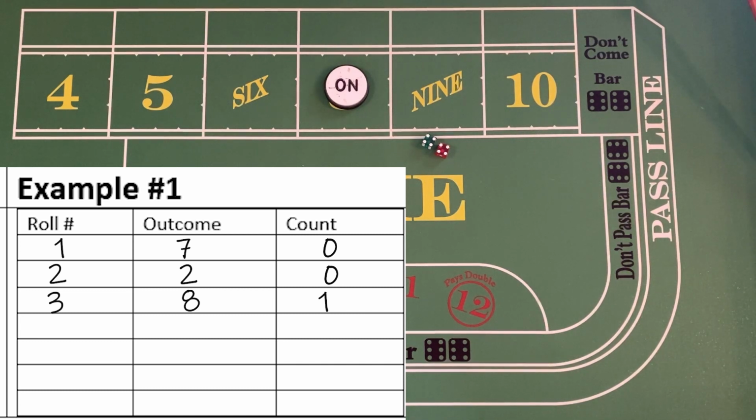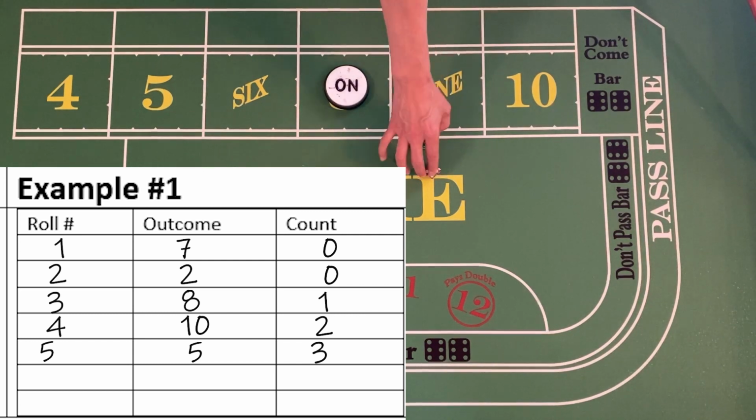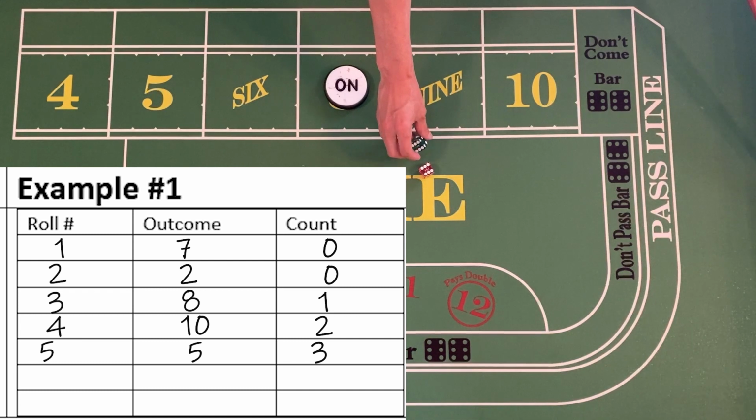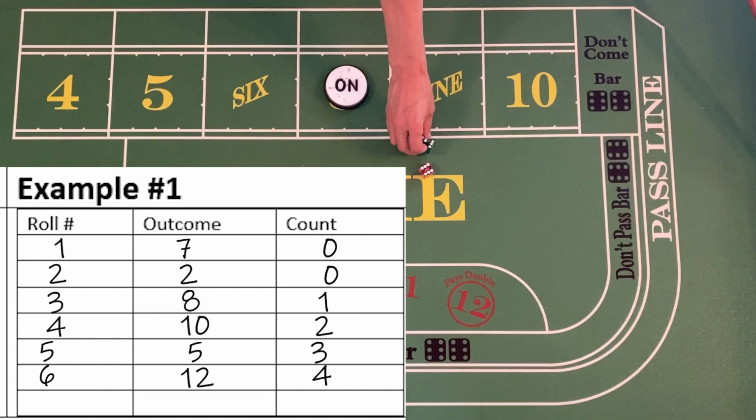Now the next 3 rolls, regardless of what the dice outcomes are, are counts 2, 3, and 4. So we are now in this example on our 3rd roll. So let's say the 4th roll is a 10, our count is 2. Let's say the 5th roll is a 5, our count is 3. And let's say the 6th roll is a 12. Now we're on a count of 4.